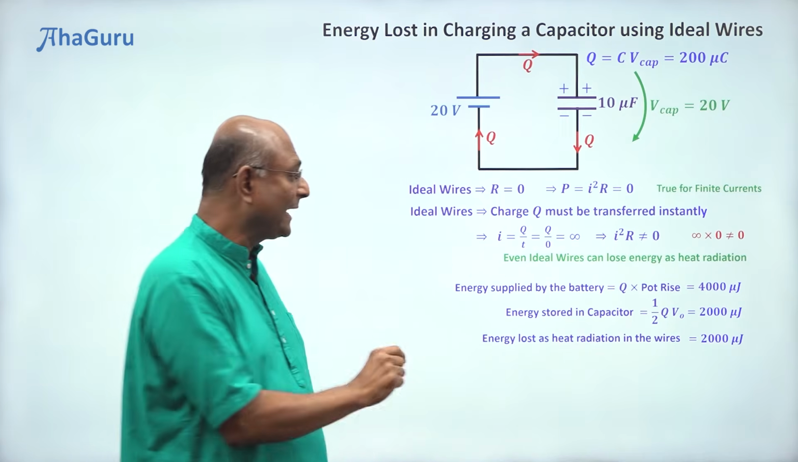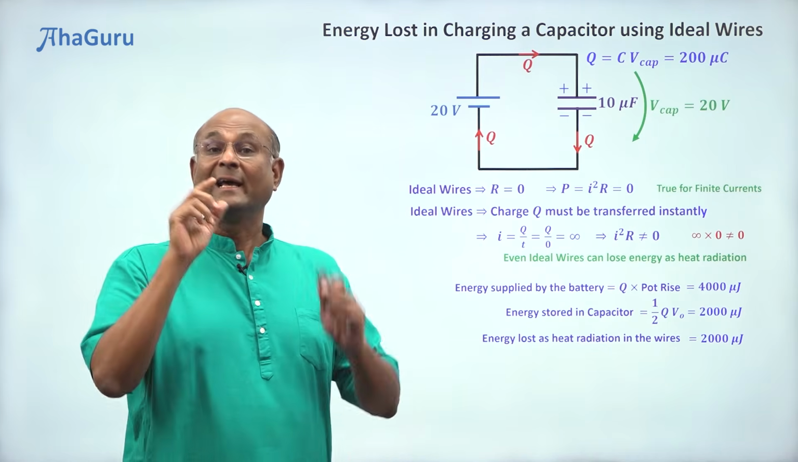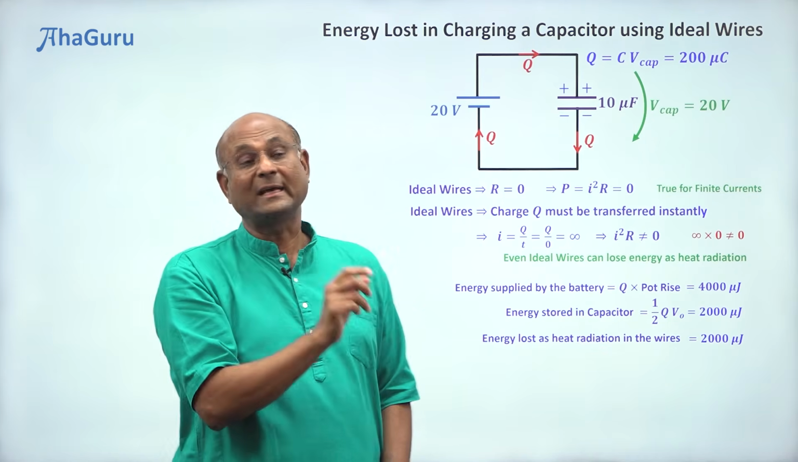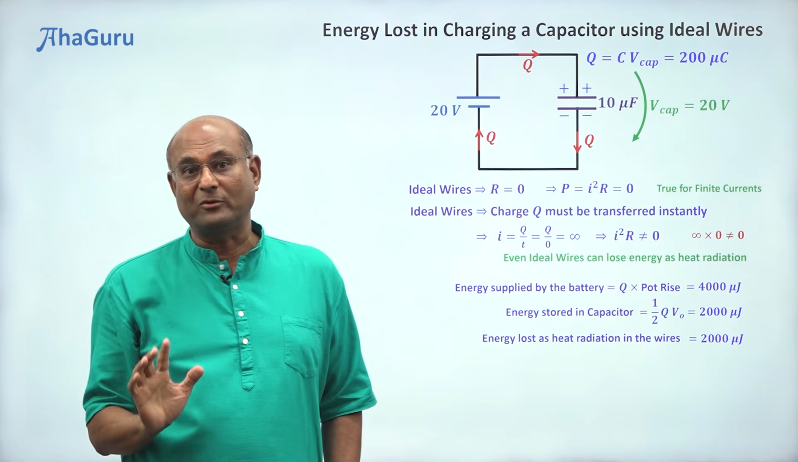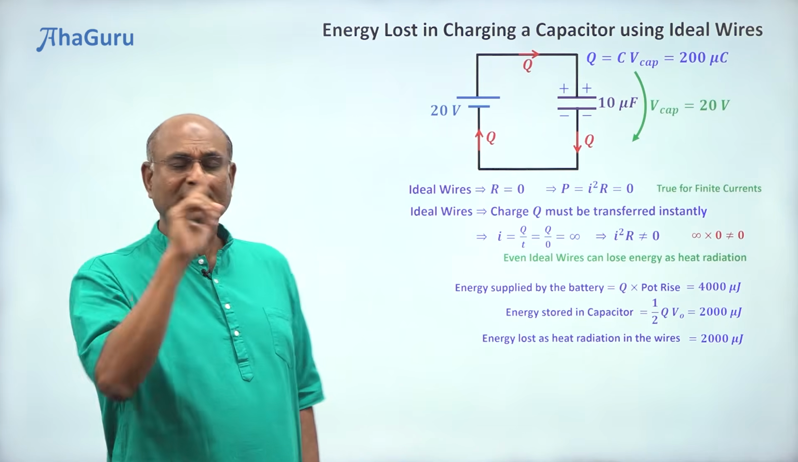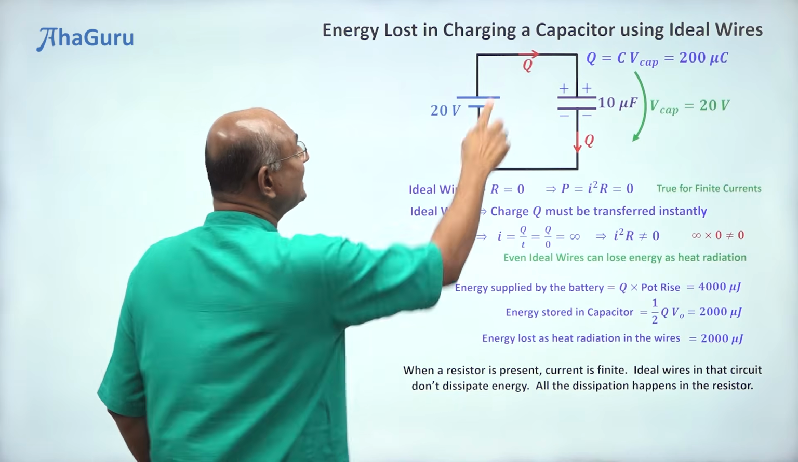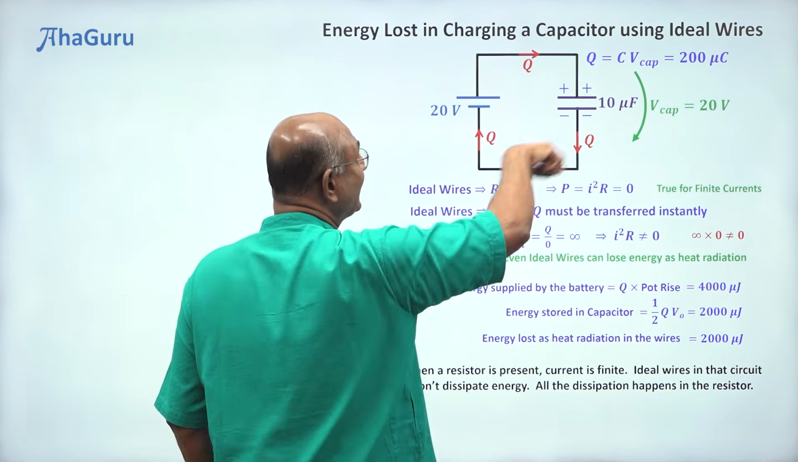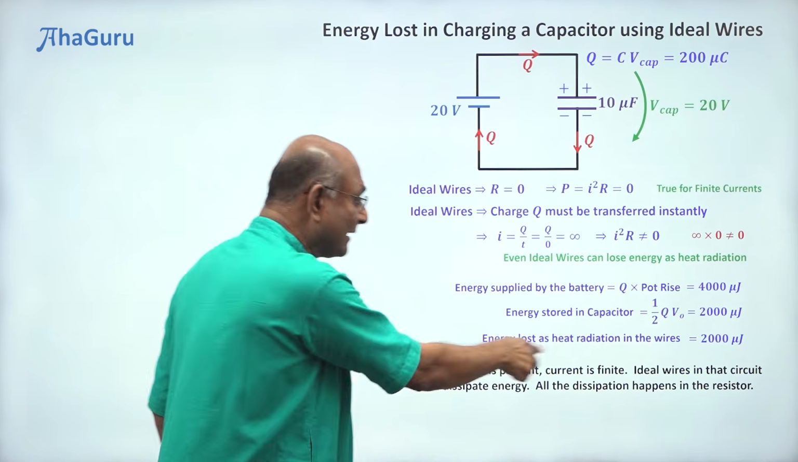So you have to be very careful about this. Ideal wires can radiate heat out in a circuit like this. Be very careful about that, okay? Because the current becomes infinite. To understand this, let us think about the fact that when a resistor is present, suppose there was a resistor present here, the resistor will make the current finite. So the current will become finite.